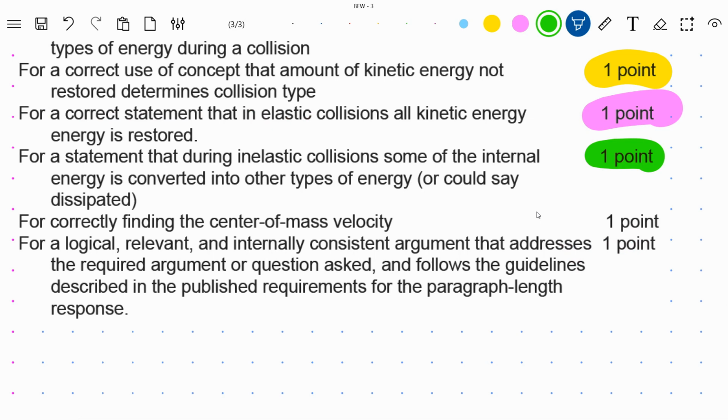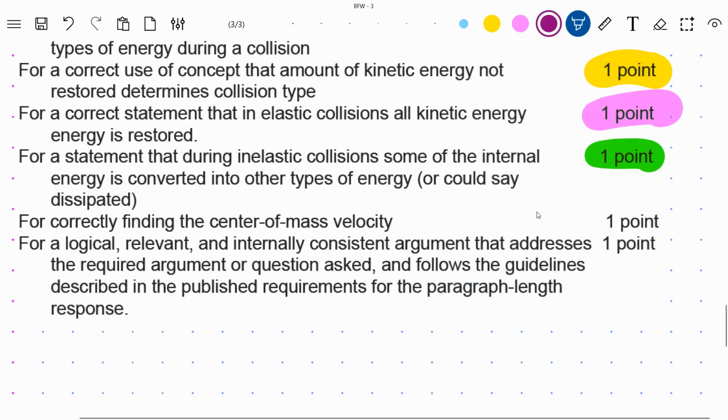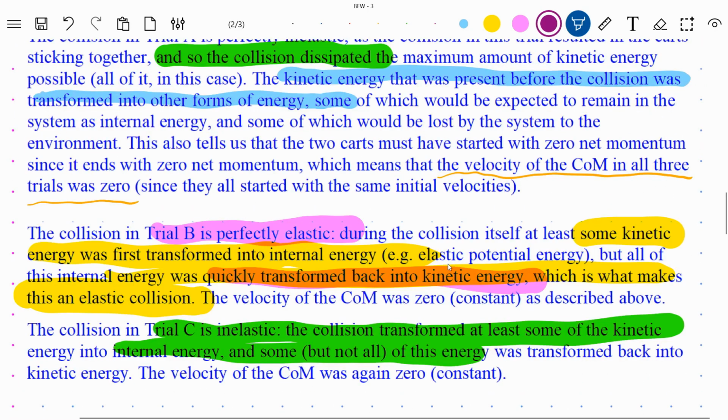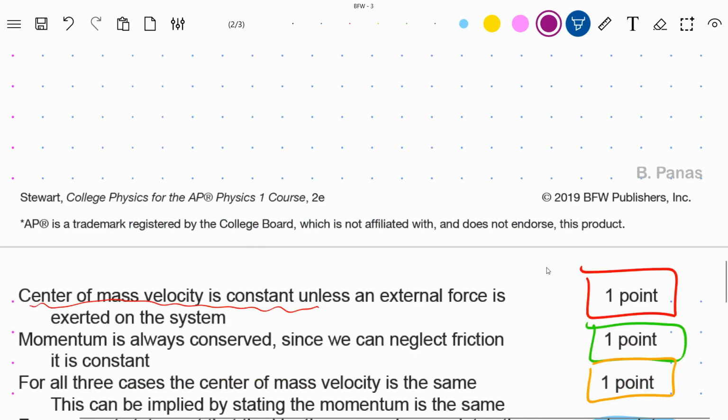2 more points, and I'm running out of colors here, so let's quickly switch this one off for something else. Let's use a purple. So 1 point for correctly finding the center of mass velocity. We were tasked to actually find the center of mass velocity, and I did that. It was the same in all 3 collisions. In fact, I have it right here. It's doubling up since I specifically called it out. The velocity of the center of mass in all 3 trials was 0. And I explained why that was true, so that would earn me that point.